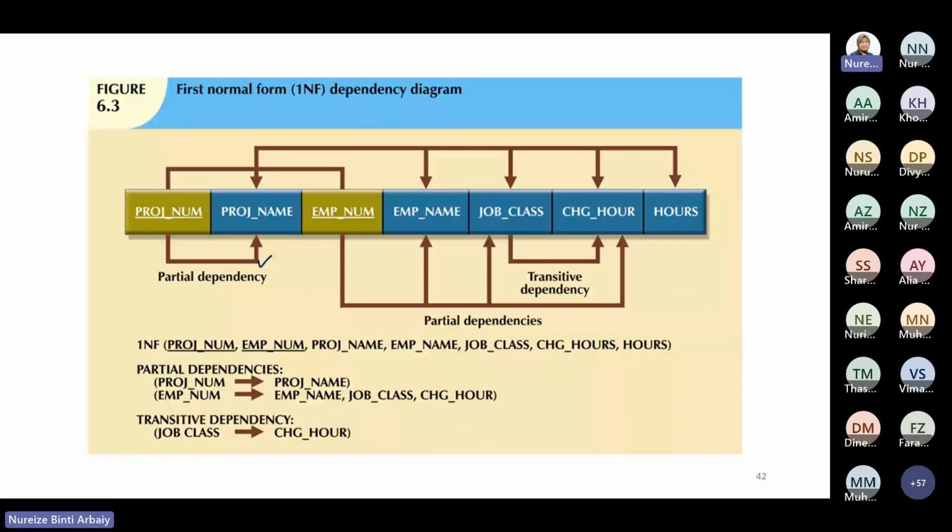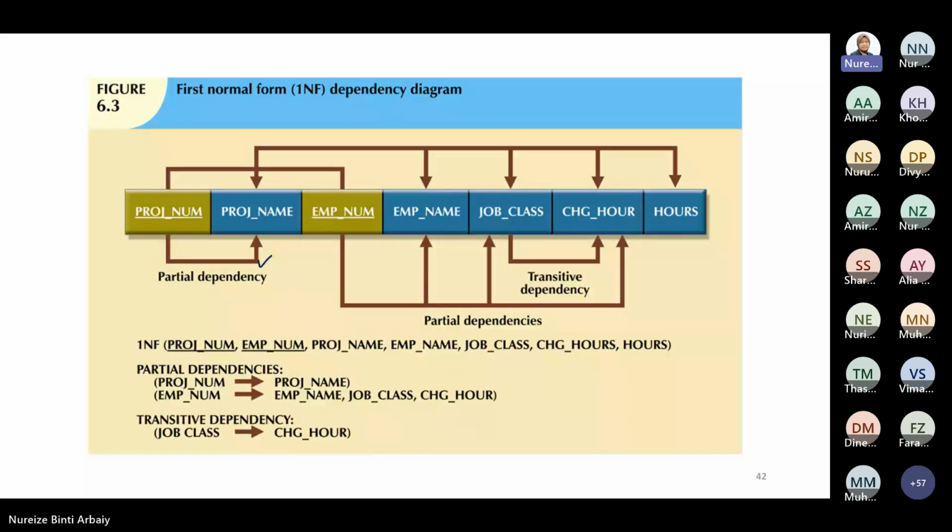Next, employee number. Employee number can be used to identify the employee name, their job class and their charge hour. Why is this a partial dependency? Because employee number is a candidate for the primary key. It can be a primary key because it can uniquely identify these three attributes.